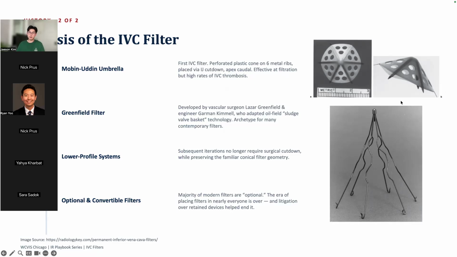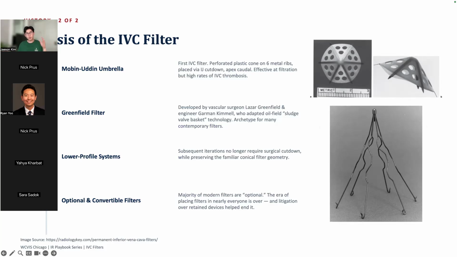A year later, in 1968, was the Greenfield filter, and this is the design almost everything today is based off of. And what I like is the origin story on how this kind of filter shape came to be. It was actually created by a vascular surgeon who was working with an engineer from the oil industry, and the engineer had designed baskets that filter debris out of pipes in oil fields, and they realized that they could do the same thing to catch blood clots. And so that's where they got this cone shape from.